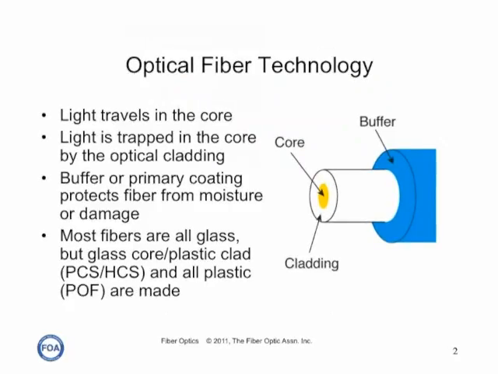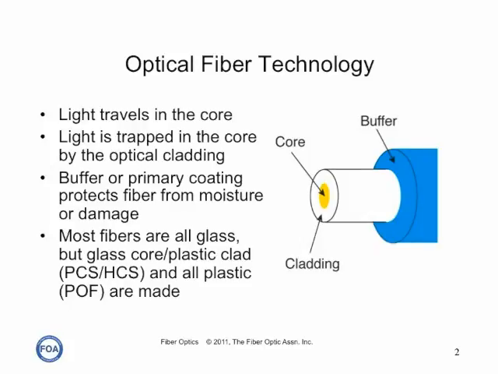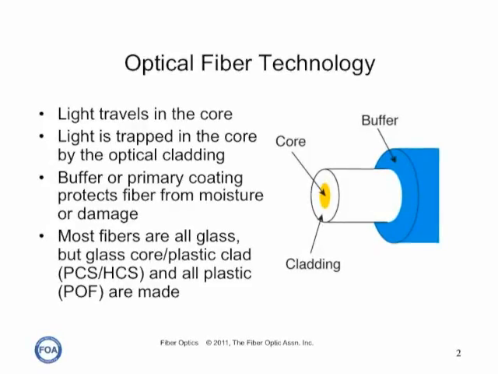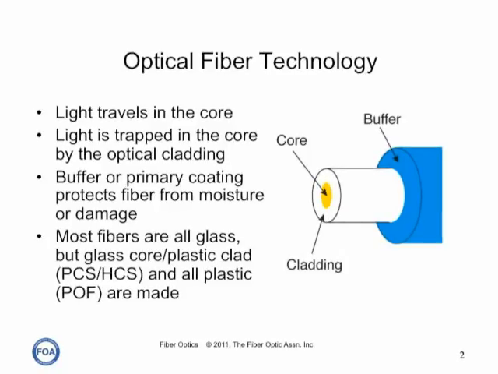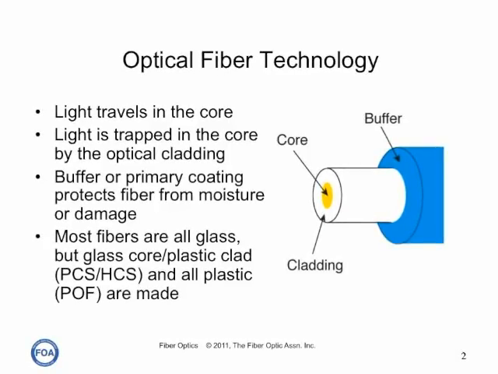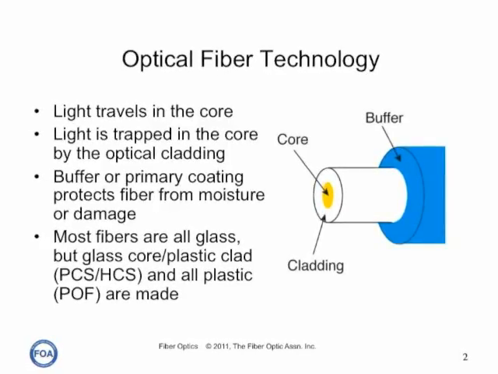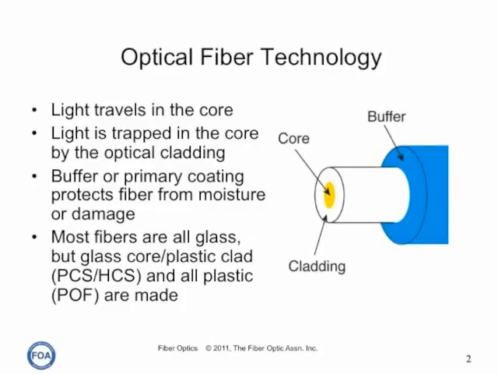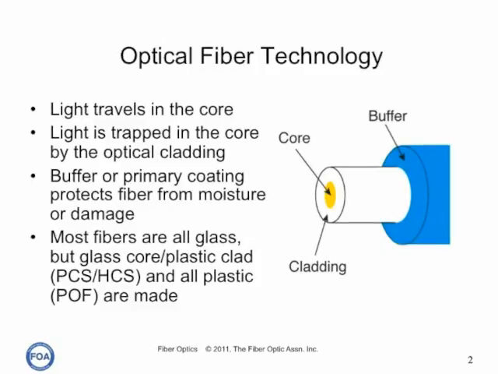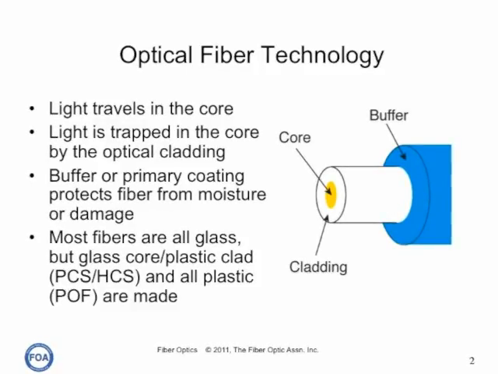You're probably quite familiar with this drawing, which shows the core and the cladding of the optical fiber covered by a protective buffer coating. The core is where the light is transmitted, and the cladding traps the light, contains it within the core by a phenomenon that we know in optics as total internal reflection.